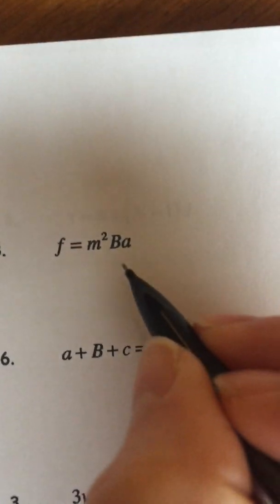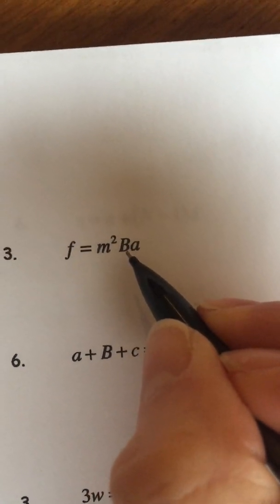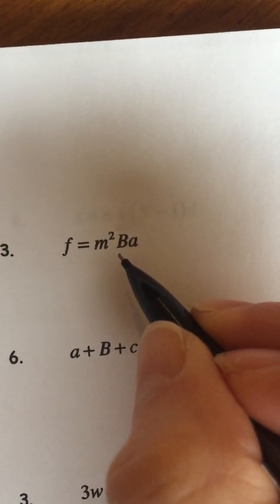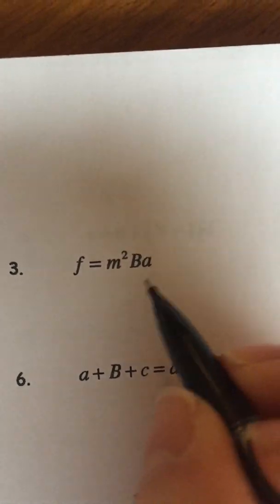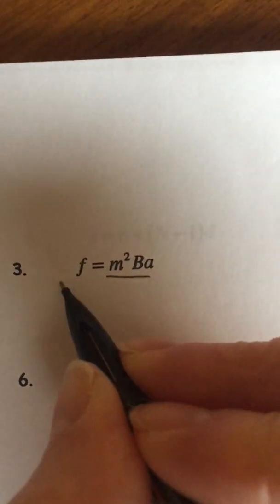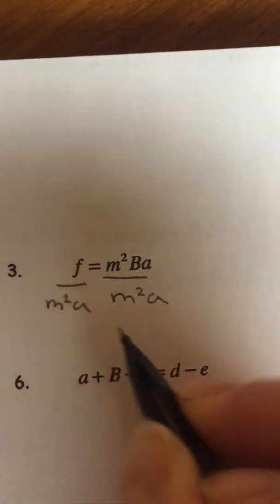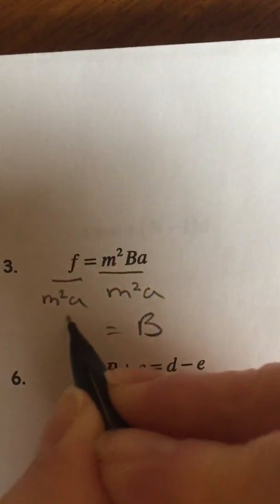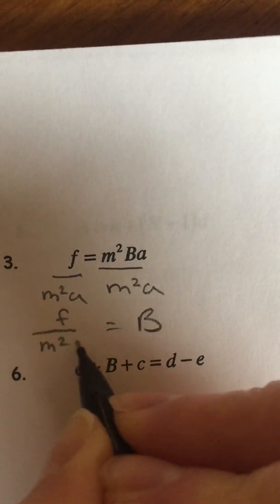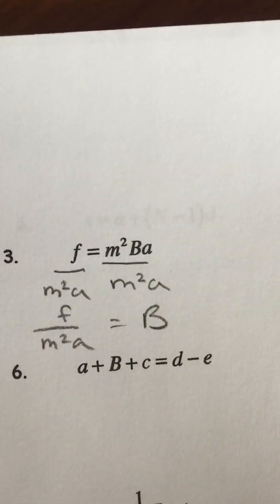Next one. What is attached to my b? There's two things that are attached, and they're both attached by multiplication, so I can undo them both at the same time with division. So b is equal to f divided by m squared a.